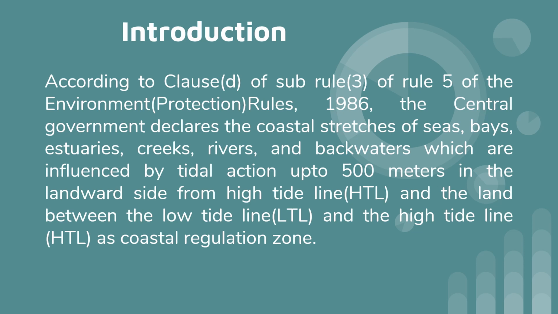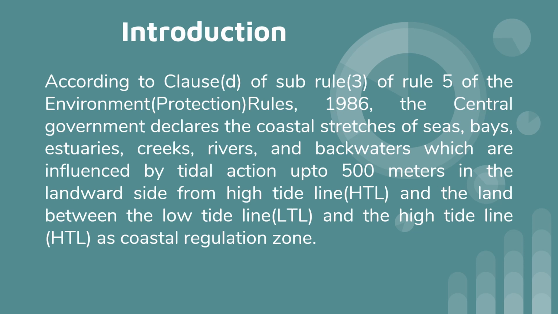So if you look into what exactly the Environmental Protection Rule says, according to Clause D of Subrule 3 of Rule 5 of the Environment Protection Rules 1986, the central government declares the coastal stretches of seas, bays, estuaries, creeks, rivers, and backwaters which are influenced by tidal action up to 500 meters in the landward side from the high tide line, that is HTL, and the land between the low tide line, that is LTL, and the high tide line as coastal regulation zone.